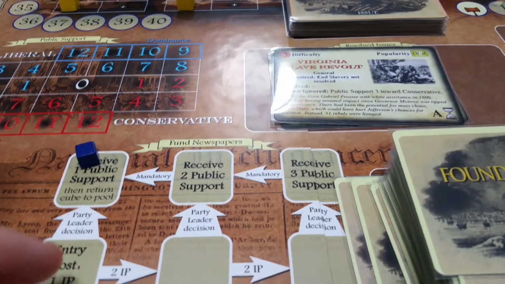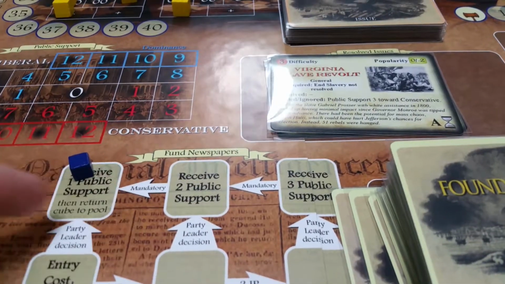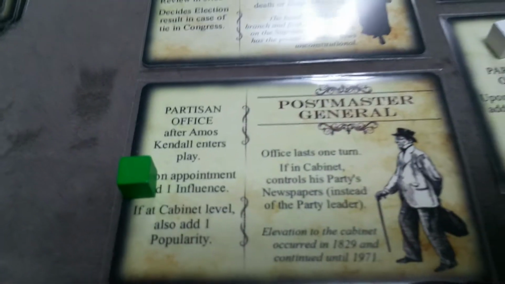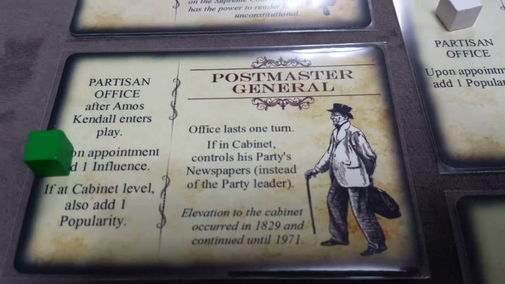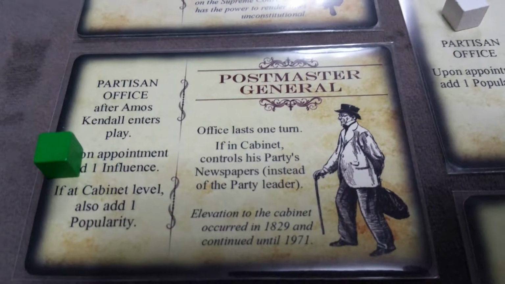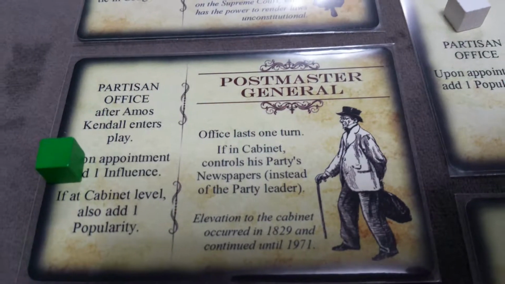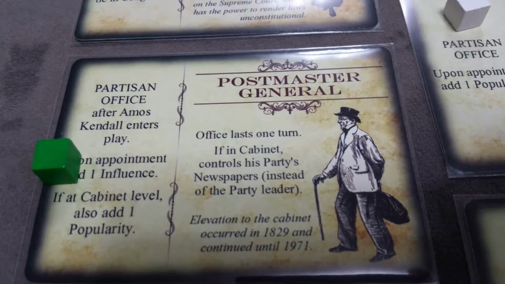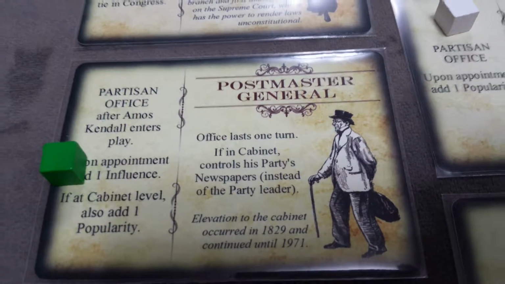So during the control newspapers phase, party leaders can decide to move them up, and then you apply the results on the top and move them to the left. One thing I wanted to point out is the Postmaster General's party. You can see, if this becomes a cabinet position when Amos Kendall enters play, then the Postmaster General controls his party's newspapers instead of the party leader.